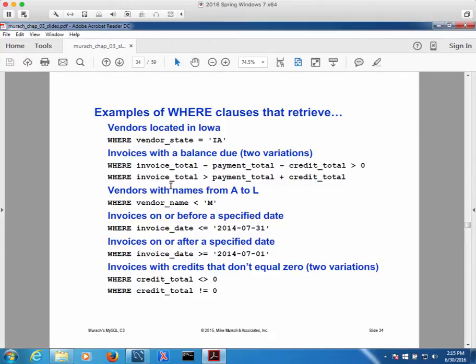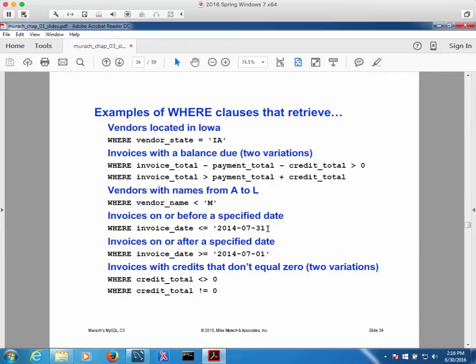Or this one says where invoice total is greater than payment total plus credit total. So there are two ways to do that. Vendor names from A to L. So we say vendor name less than the single character M. Invoices on or before a specified date, less than or equal, and then we have the date.